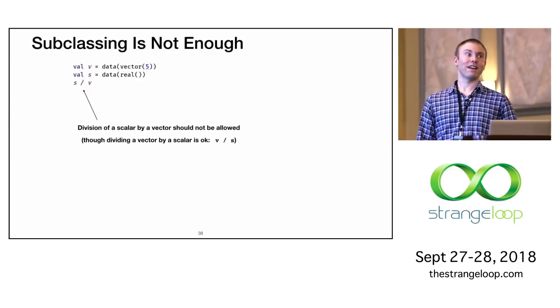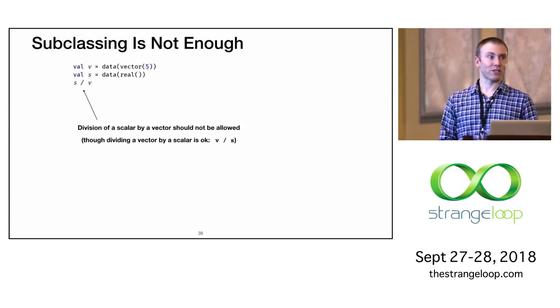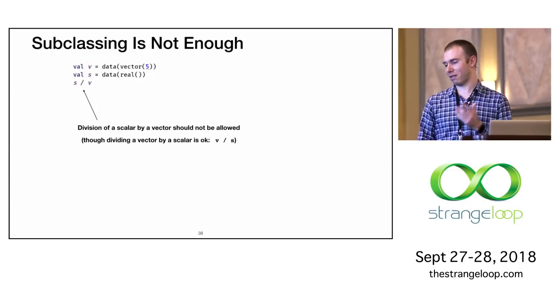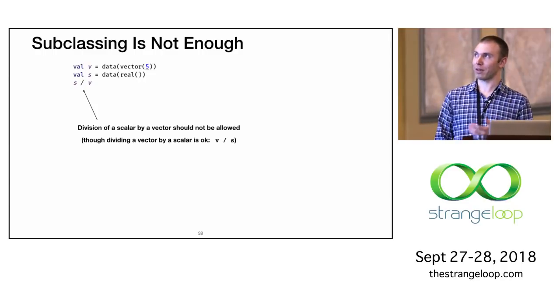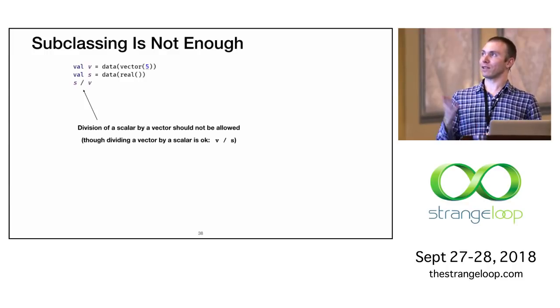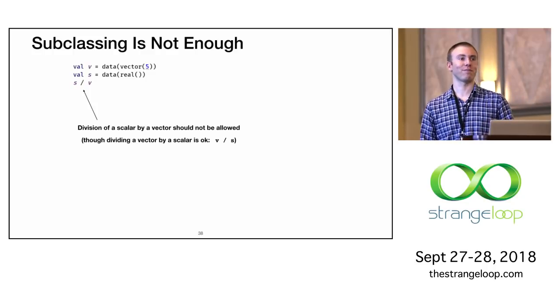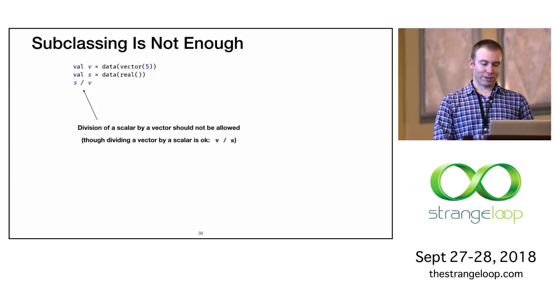So we've gotten to the point where we have all these values of stan types floating around, but now we want to make sure that they're valid, because we want to prevent compile errors in Stan land. We want to make them show up in Scala land. For example, we have this division of a scalar by a vector, and we don't want to allow that. On the other hand, we do want to allow dividing a vector by a scalar. So how do we do that?